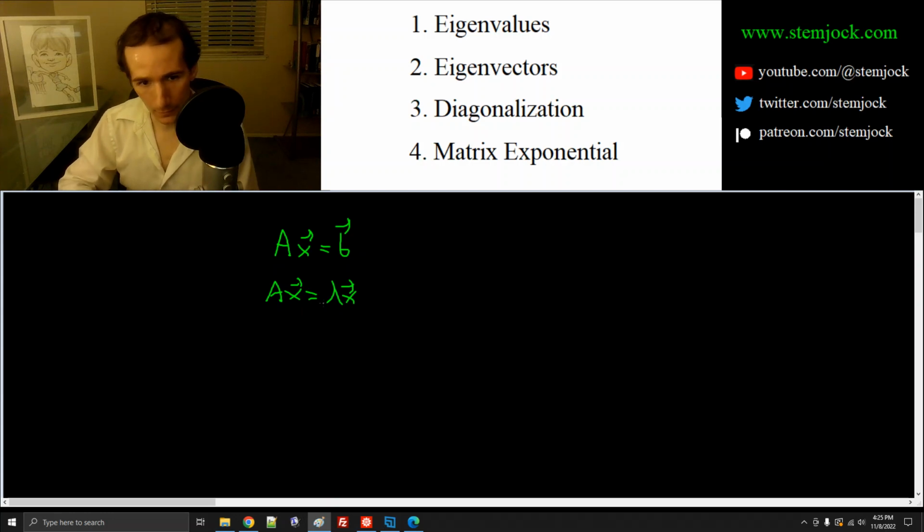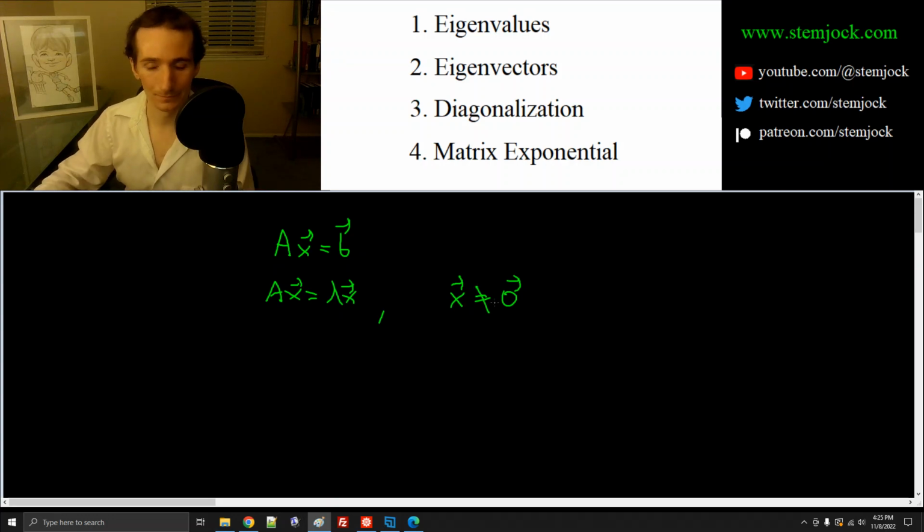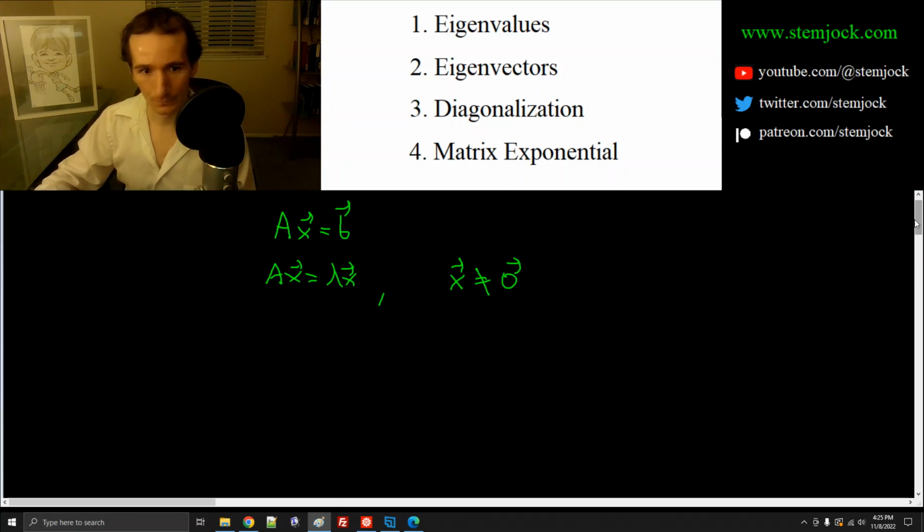Now you might look at this and say, oh, isn't x equals 0 the solution to this? And the answer is yes. That's called the trivial solution. However, we are not interested in this. We are looking for vectors x that are not the 0 vector, also known as non-trivial solutions.